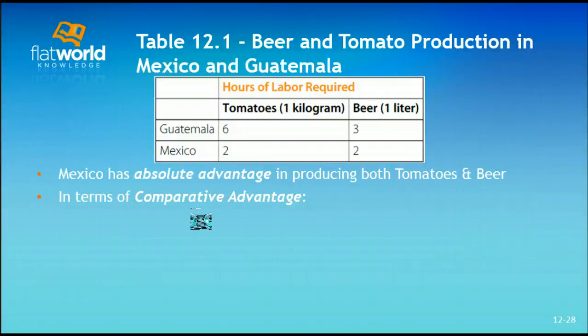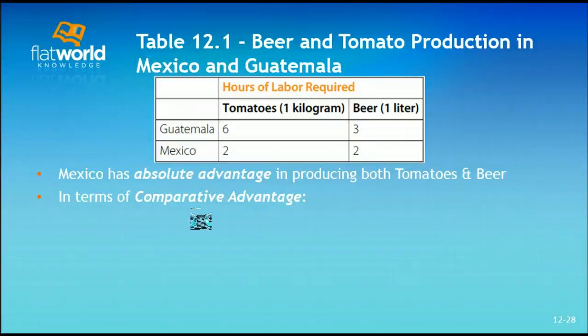I'd like to just give a little caveat here and say that I don't recommend that we promote the sale or the consumption of beer, but your book had a great example for you, and we're going to carry that forward. Now we're looking at two different countries, Guatemala and Mexico. It takes Mexico 2 hours of labor to produce 1 kilogram of tomatoes and 2 hours of labor to produce 1 liter of beer. Guatemala is less efficient in both goods. It takes Guatemala 6 hours to produce a kilogram of tomatoes and 3 hours to produce a liter of beer.